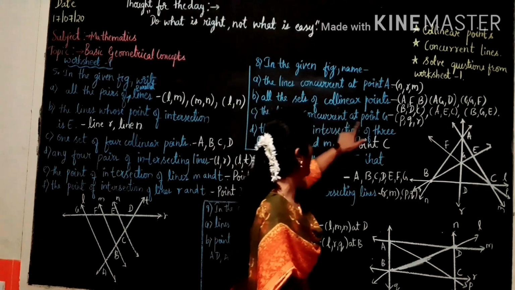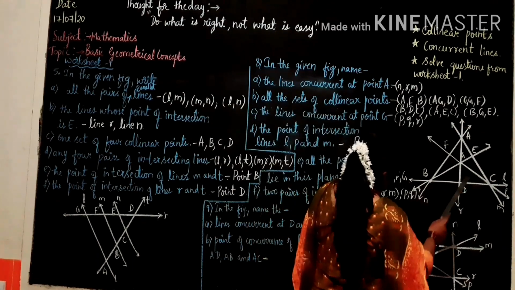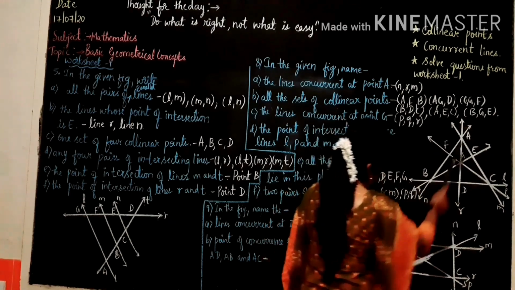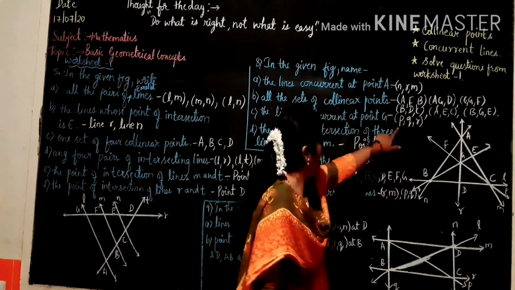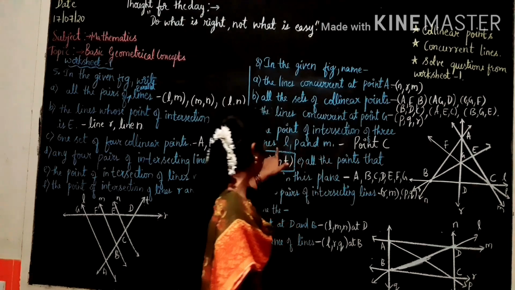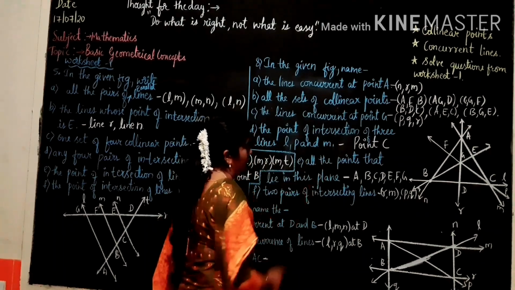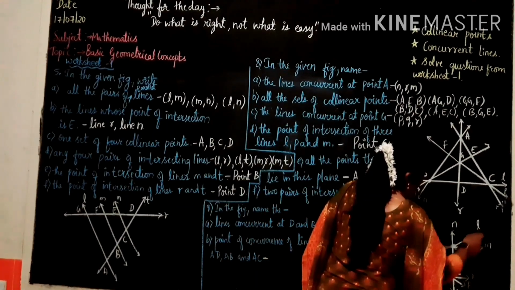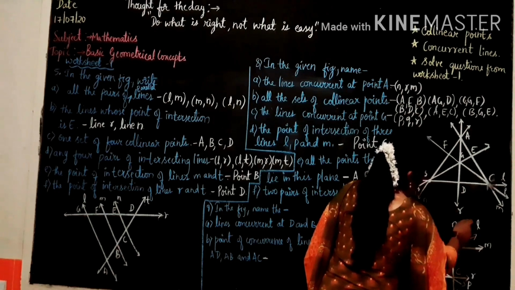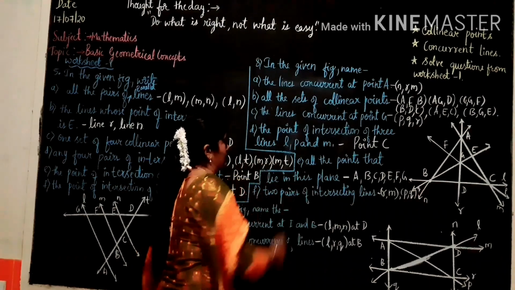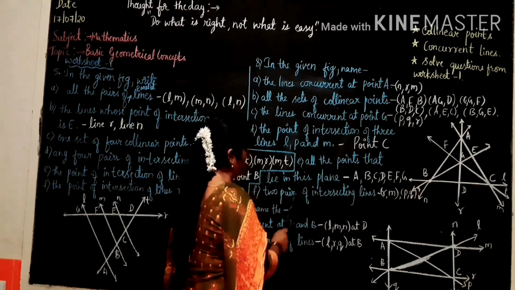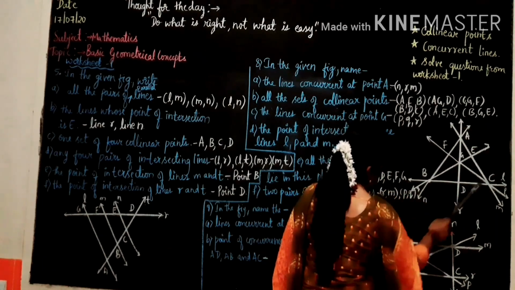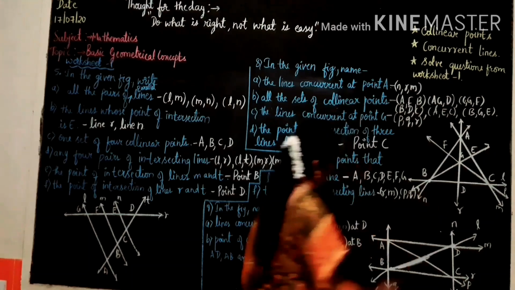Then lines concurrent at point G. Which are the lines concurrent at point G? Here line P, line Q and line R are concurrent at point G. The point of intersection of three lines L, P and M. These three lines L, P and M, where do they meet? These lines are meeting at point C. So point C is the point of intersection. All the points that lie in this plane. Here children, you have to mention all the points A, B, C, D, E, F and G.